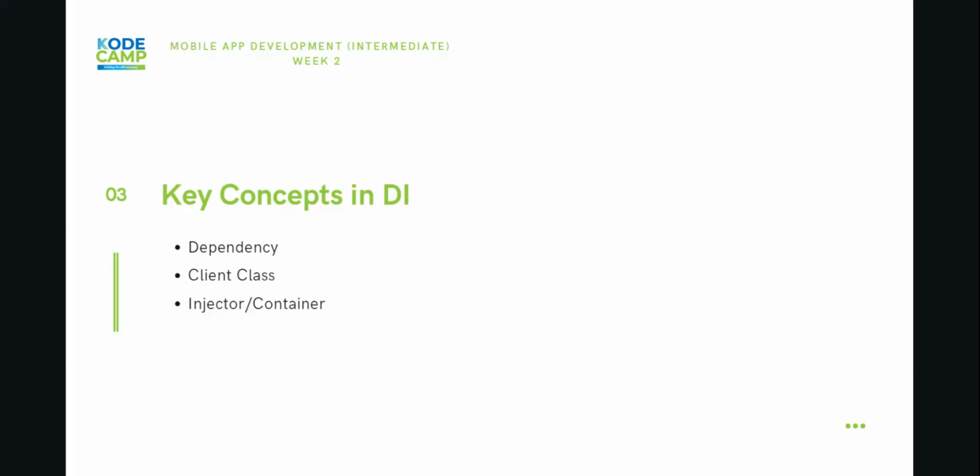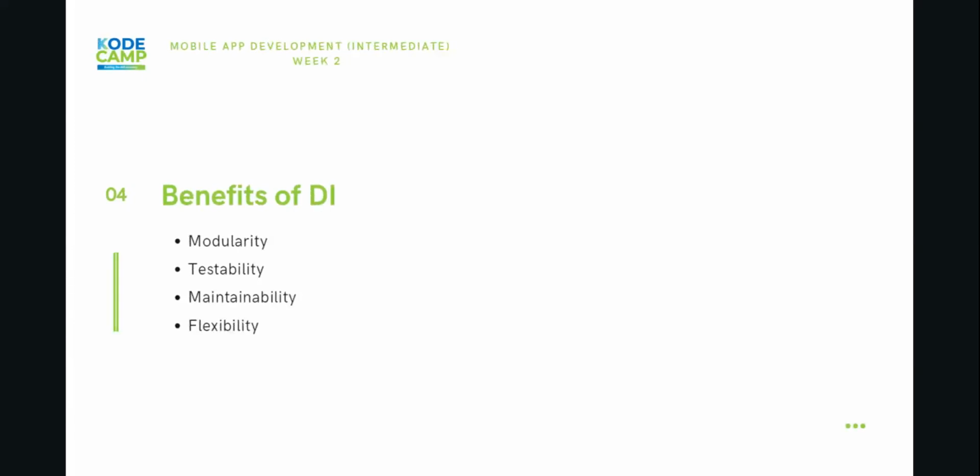Or carry out its task, right? And then the injector, or you can call it a container, is what is responsible for creating and providing the necessary dependencies to the client classes. Okay. Now moving on, let's look at the benefits. I actually just hinted at the benefits of DI.